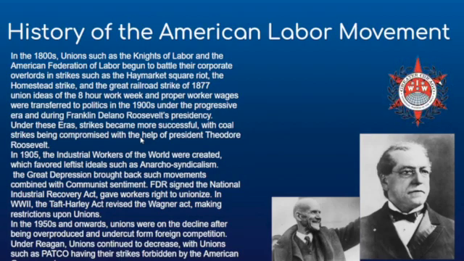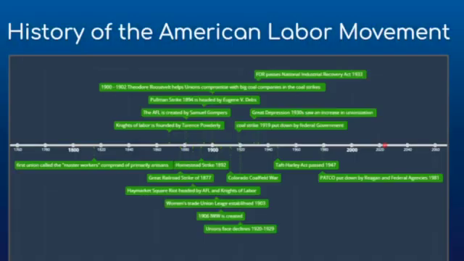In the Great Depression, a surge in labor movements began to become more prevalent. FDR signed the National Industrial Recovery Act and the Taft-Hartley Act, and in the 1950s, there was a decline in unions. This is our timeline.